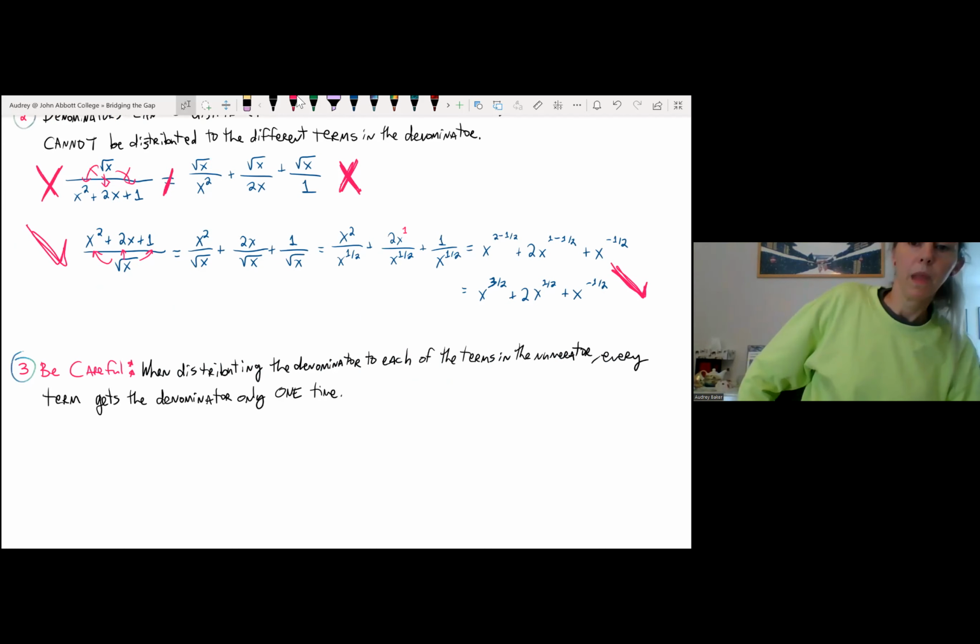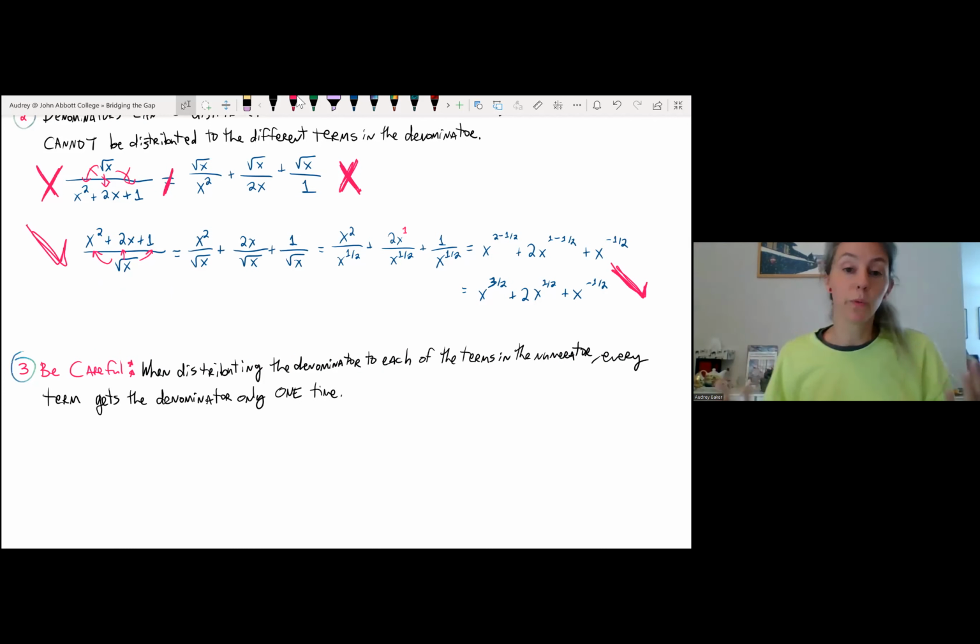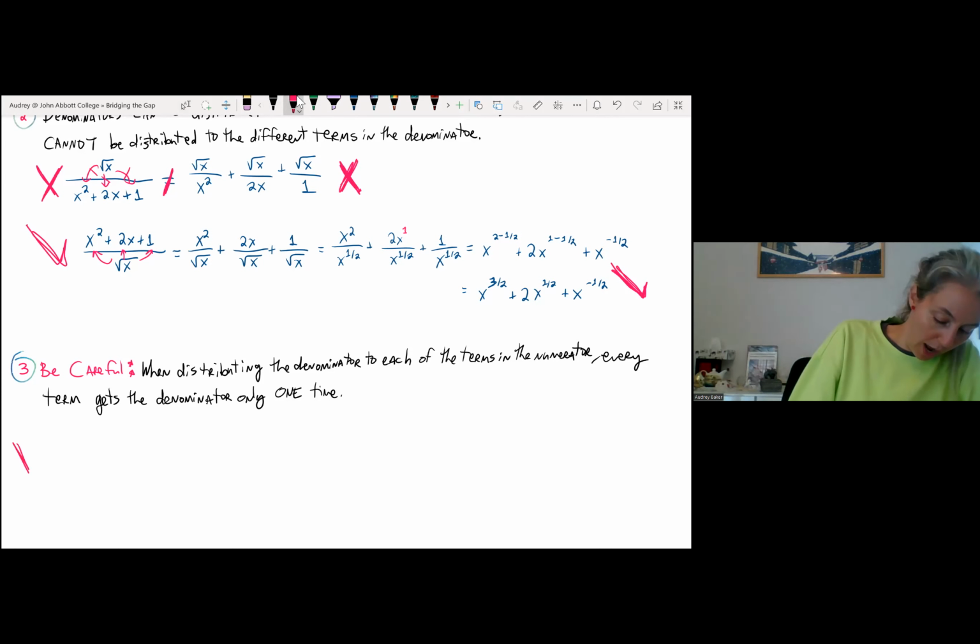All right. So the next thing has to do with what we just did. We need to be careful when distributing the denominator to each of the terms in the numerator. Every term gets the denominator only one time. So what that means is something like this is not okay.